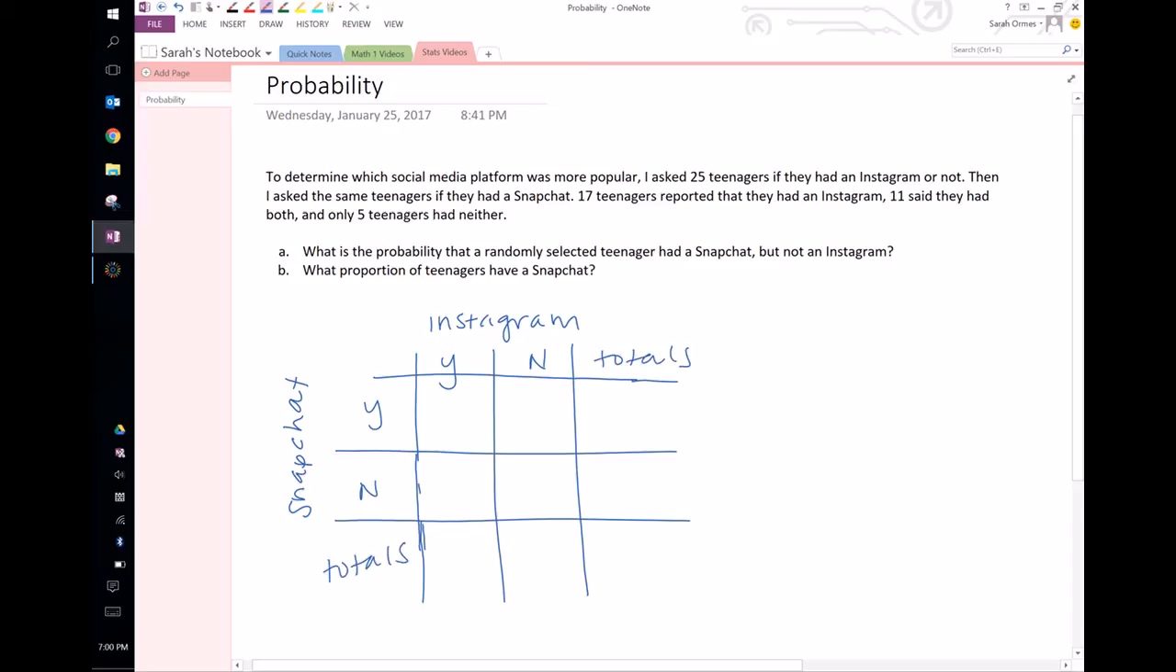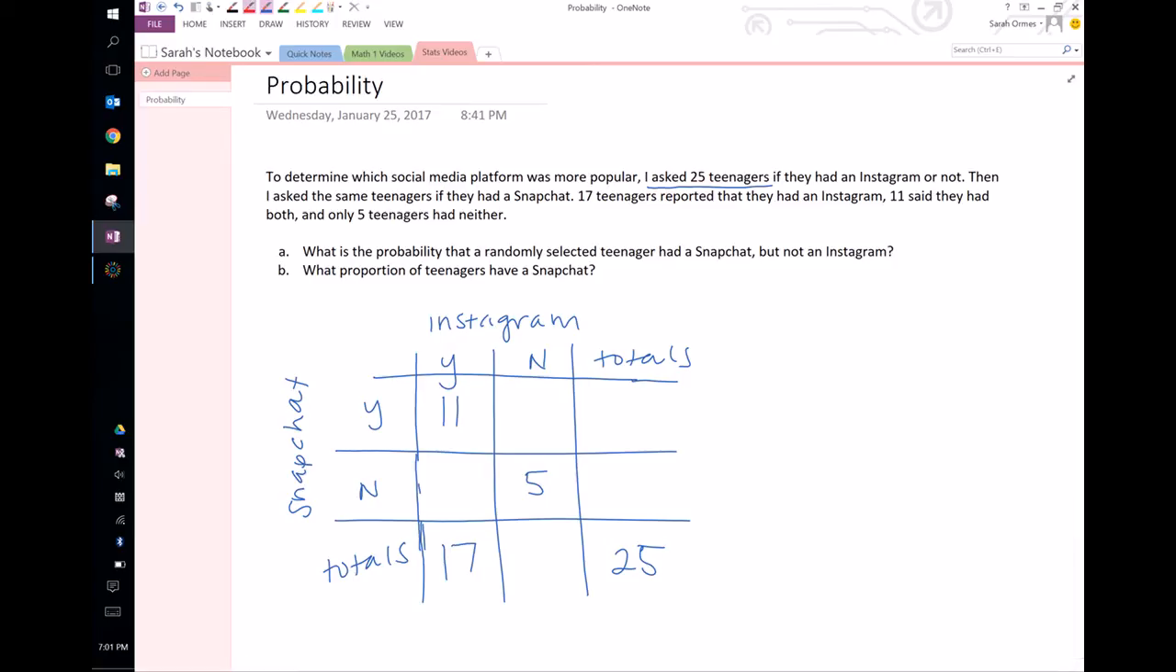Okay, so I'm going to keep my blue pen to fill in what we know from the problem. 17 teenagers reported that they had an Instagram. So I'm going to find my Instagram column. Yes, they have an Instagram. 17 people. 11 said they had both. So I want to find the box that is yes and yes. And only 5 teenagers had neither. So no and no. Okay, the other thing I know is that I asked 25 teenagers total. So that must be my 25.